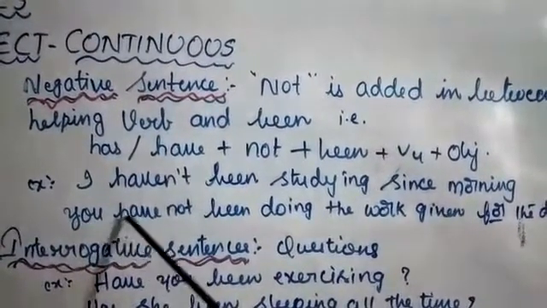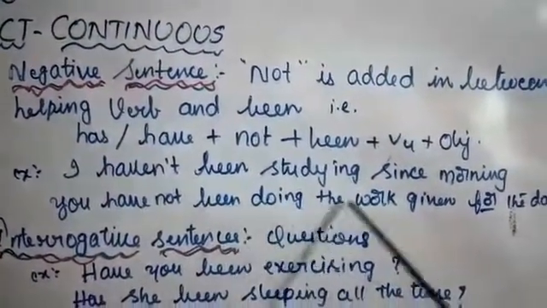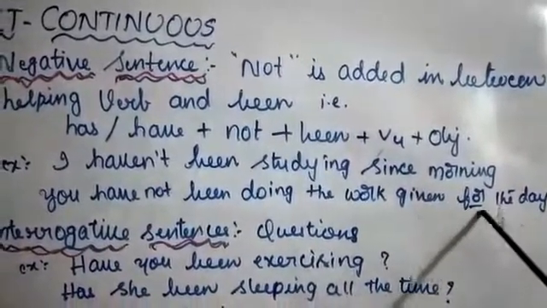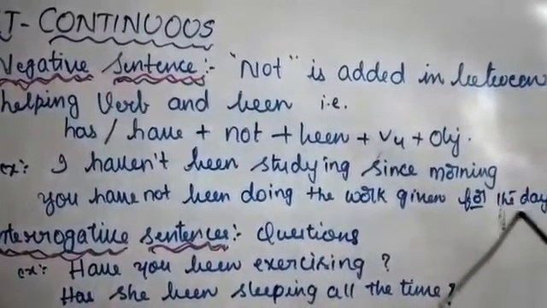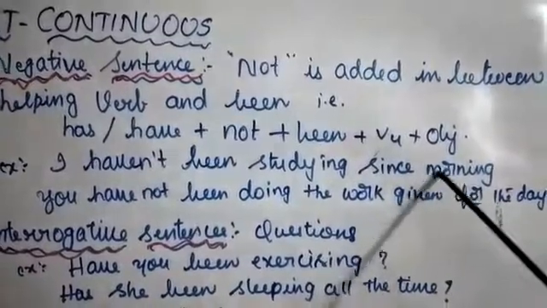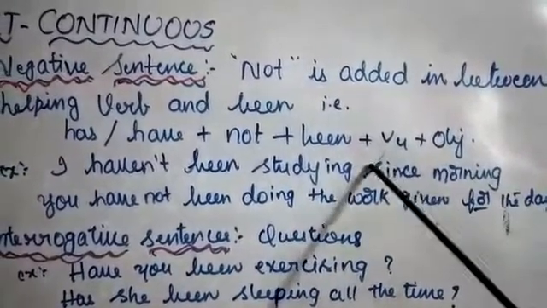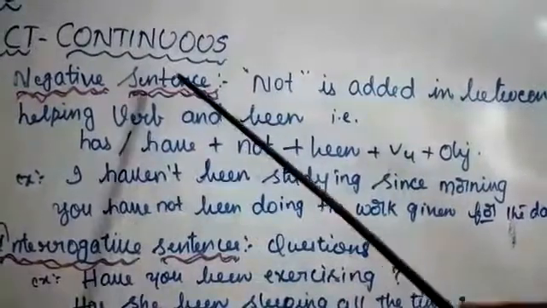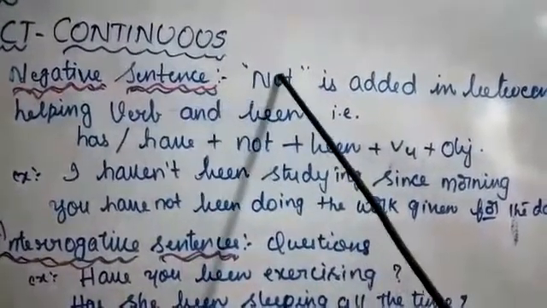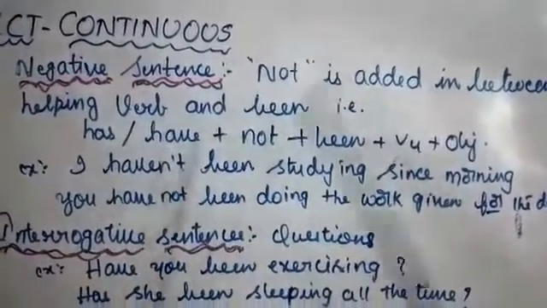Another example, you have not been doing the work given for the day. For the day, it is a duration, so for is used. Morning, specific time period, since is used. So these are negative sentences. We have added not in between helping verb and been.